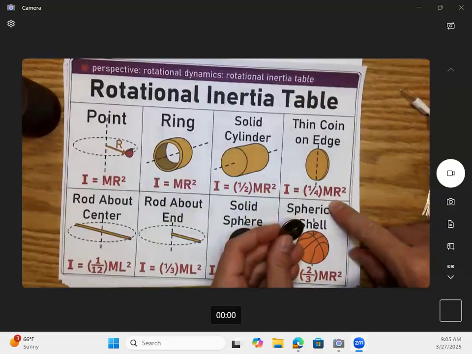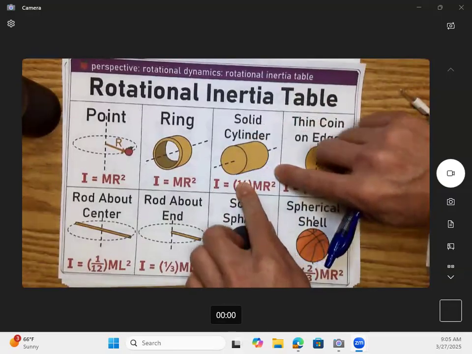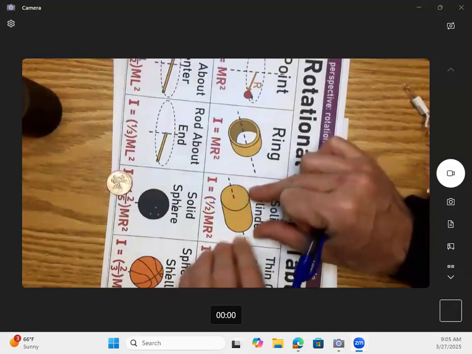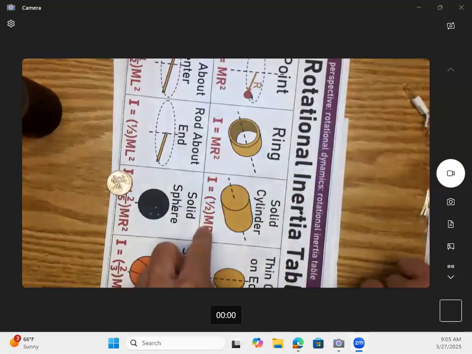If it's like a turntable, what's the rotational inertia of the turntable? A turntable is actually basically the solid cylinder. If I just turn this 90 degrees or make this really flat, how thick this is doesn't really matter. So there's your turntable. The turntable is 1/2 m r squared.